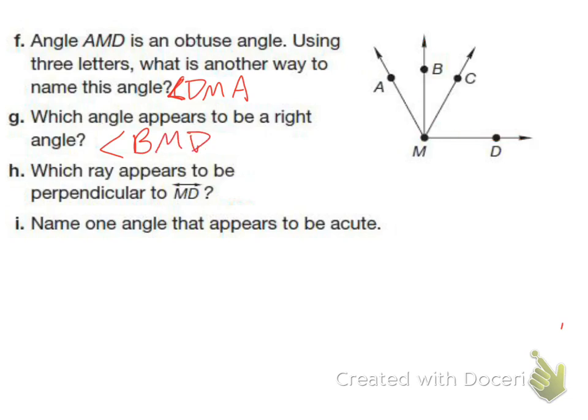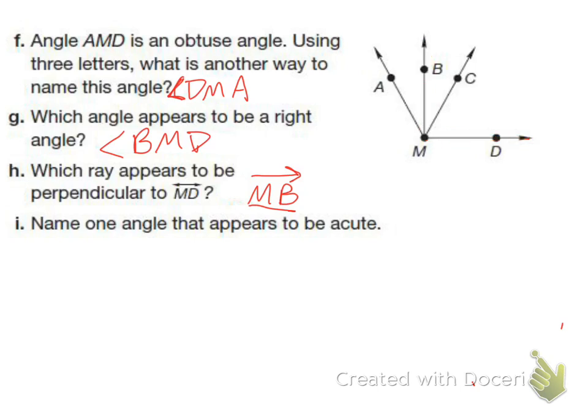Okay. All right. H. Which ray appears to be perpendicular to MD? So we look at, okay, MD is here. So what's perpendicular to it? Well, perpendicular to MD is ray MB. So I label this as MB with a little ray arrow. So remember, when we're talking about a line or a ray, you'd mark it in this way.